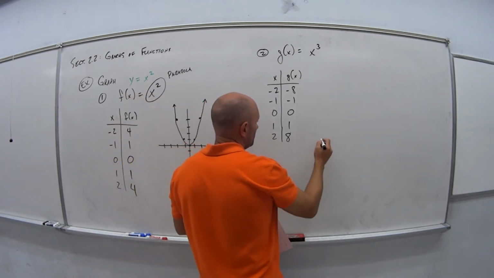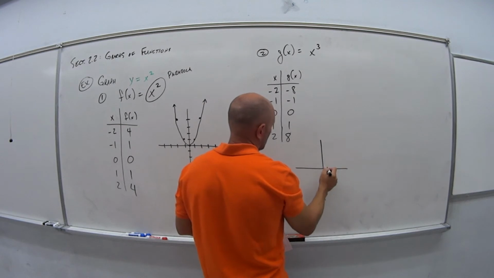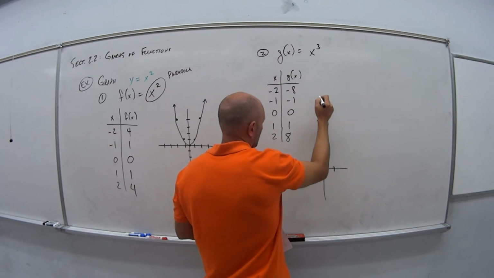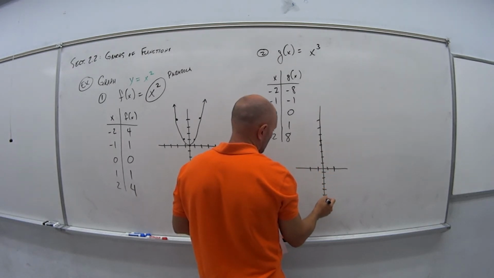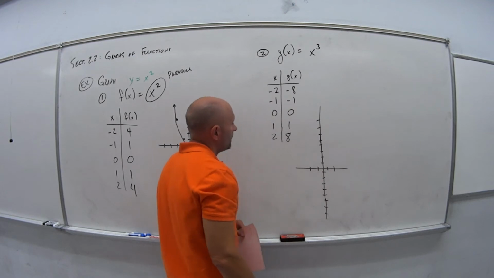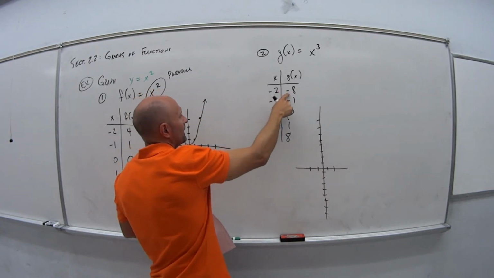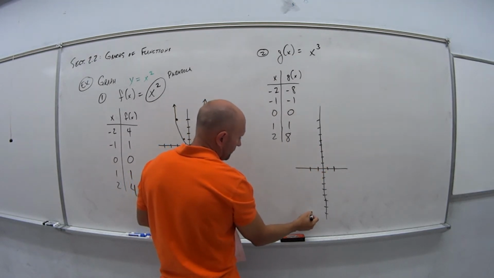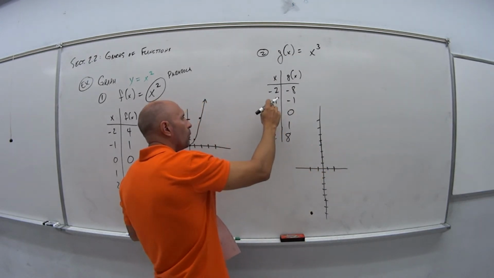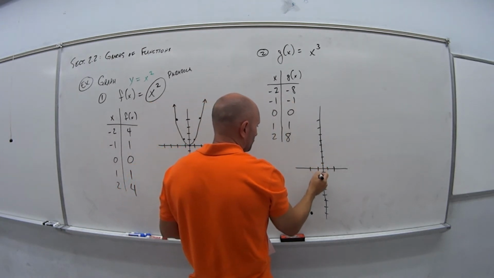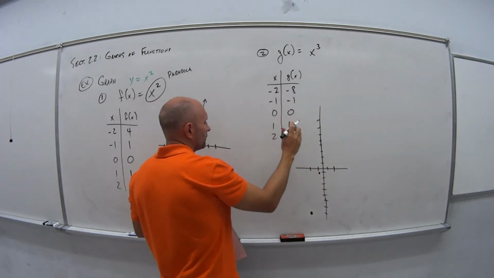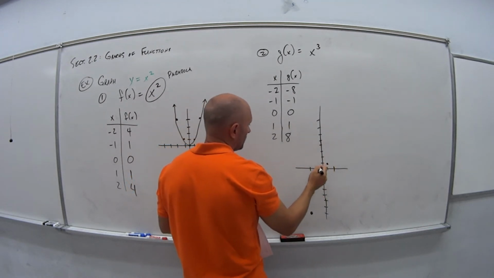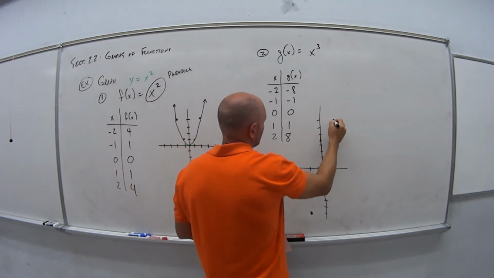So this one here, I have the point negative 2, negative 8. So that means 2 to the left, 8 down. I have a point there. 1 to the left, 1 down. 0, 0. 1 to the right, up 1, 2 to the right, up 8.